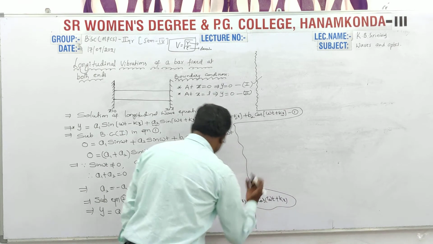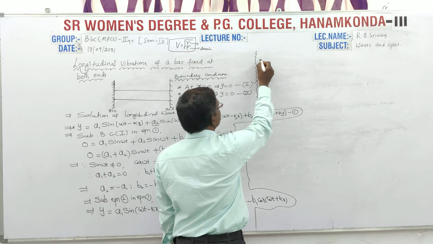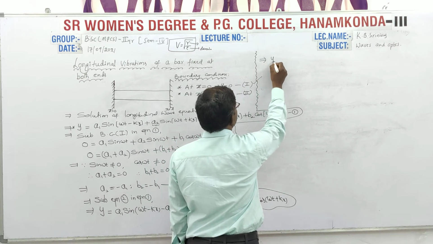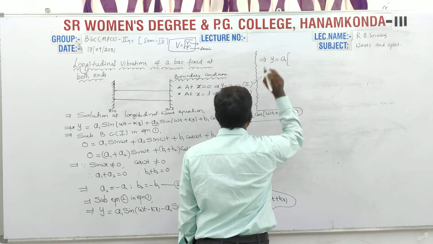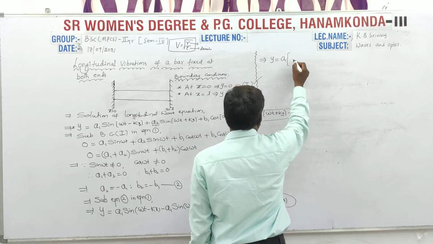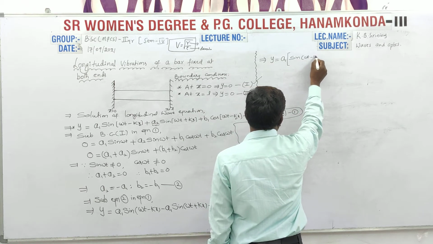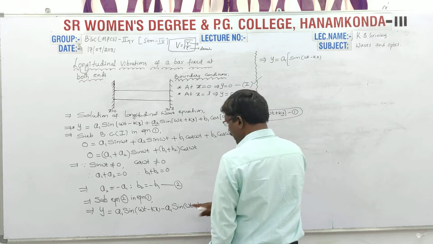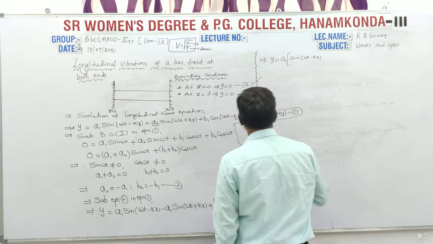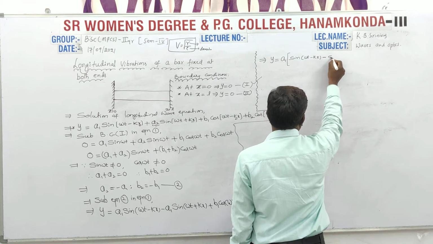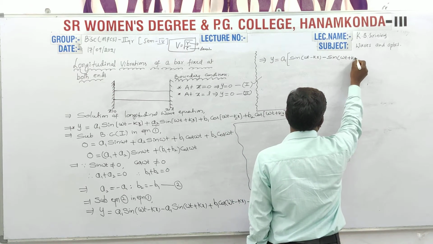Right, just listen. Simply I am taking a1 as common here. So the next step will be y is equal to a1 of, what is the first term here? Sin of omega t minus kx. Already I have taken a1 as common, so already here we are having minus sin of omega t plus kx.